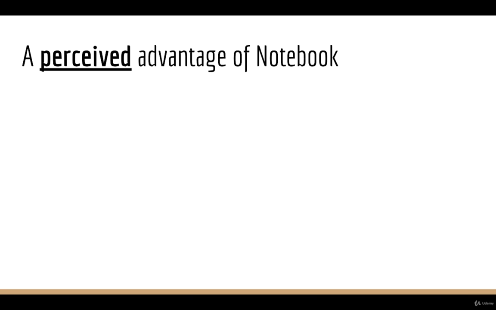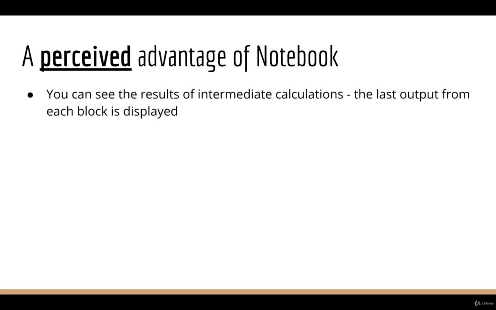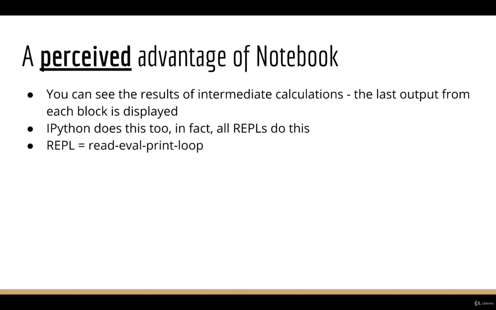I think one perceived advantage of Jupyter Notebook is that you can see the results of intermediate calculations. However, this is merely a perceived advantage and not a real advantage, because you can do the exact same thing even when you're not inside Notebook. Firstly, as I'm sure you've seen by now, IPython also prints out the results after you enter a command. IPython is called a REPL, which stands for Read Eval Print Loop, and that's generally what they all do, no matter what language you're in. So whether that's Python, Ruby, PHP, or any other language. The keyword here is print.